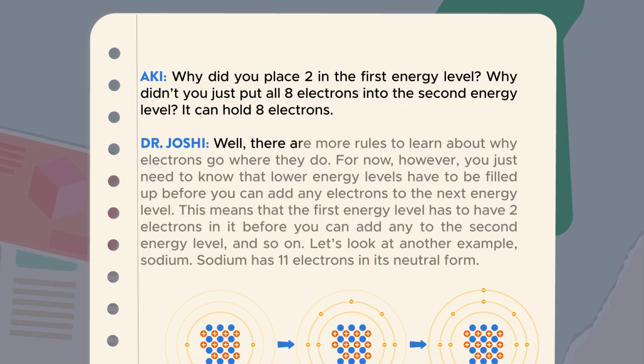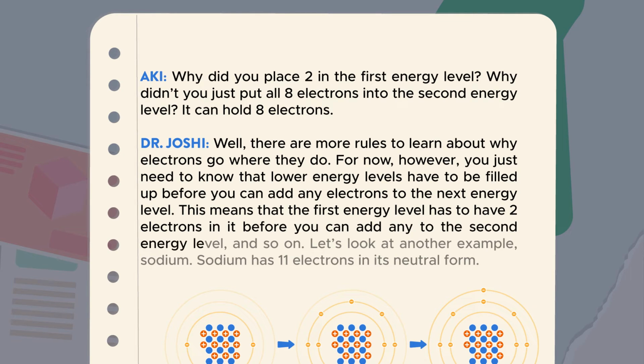Well, there are more rules to learn about why electrons go where they do. For now, however, you just need to know that lower energy levels have to be filled up before you can add any electrons to the next energy level. This means that the first energy level has to have 2 electrons in it before you can add any to the second energy level, and so on. Let's look at another example.